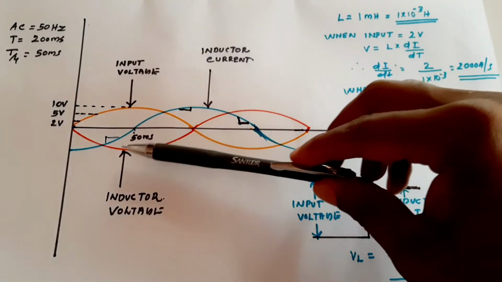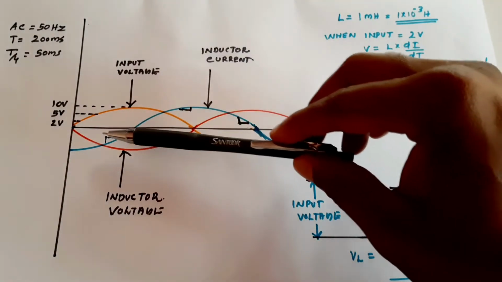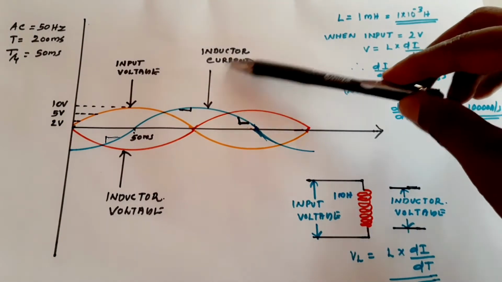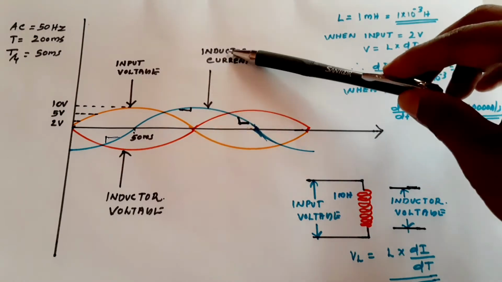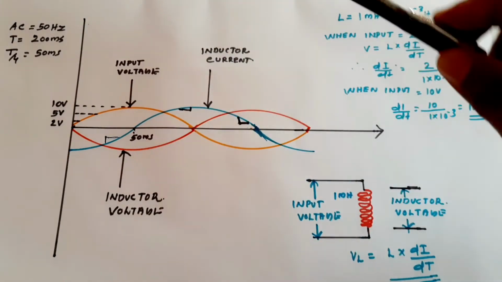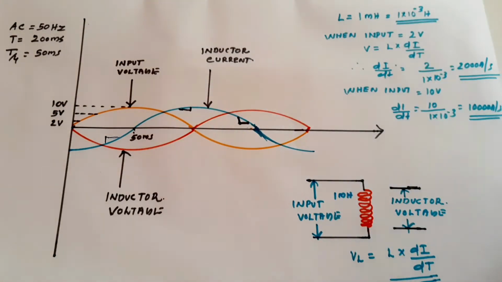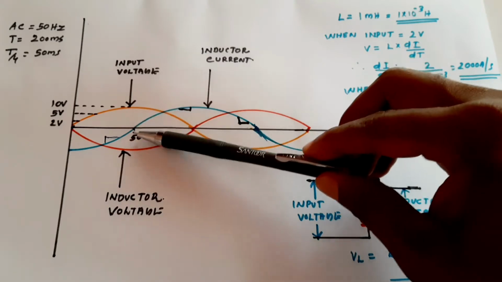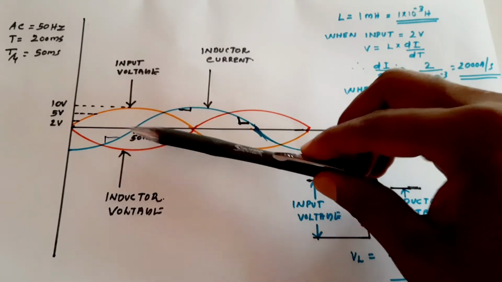Now what will be the current waveform, and why are we saying that the inductor current is lagging the inductor voltage? What is the property of the inductor? The property of the inductor is that it will oppose anything that is going to change its energy.